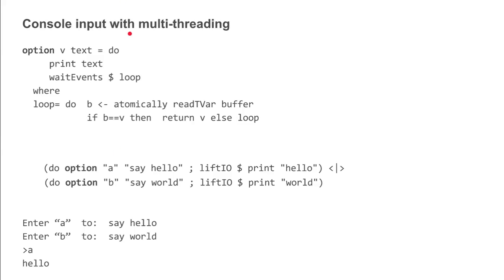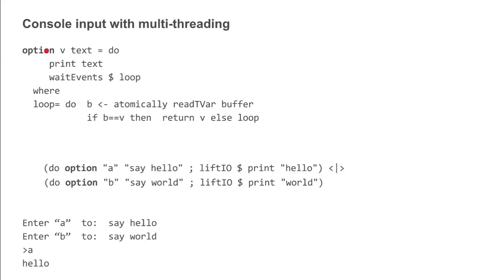Console input. Because Transient is a general purpose library, we need to manage console input and output, no matter if we have many threads, and do it in a composable way, with no blocking and things like that. It's possible, yes. We can do it using wait events.